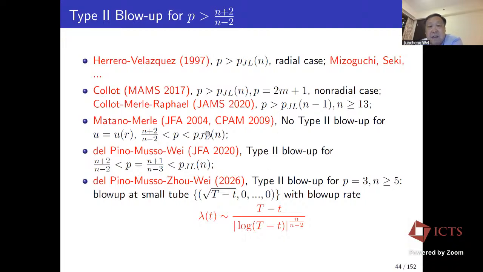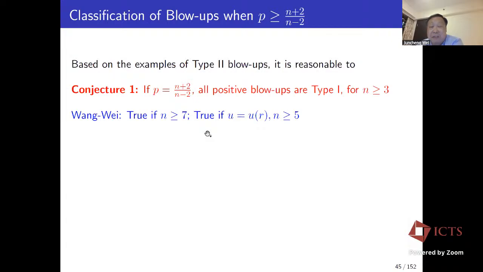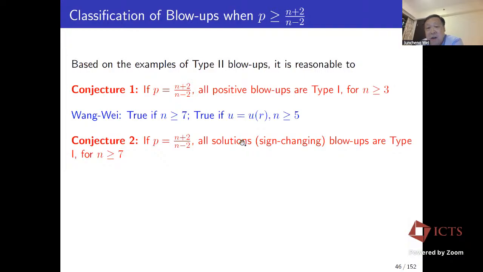So there are many interesting conjectures for this problem, type 2 blowup. The first conjecture is that all positive blowups are type 1, and it's open for dimension less than or equal to 6. And in fact, we believe that all sign-changing solutions of blowup are type 1 when n is greater than 7. This is more difficult because we don't have a classification.